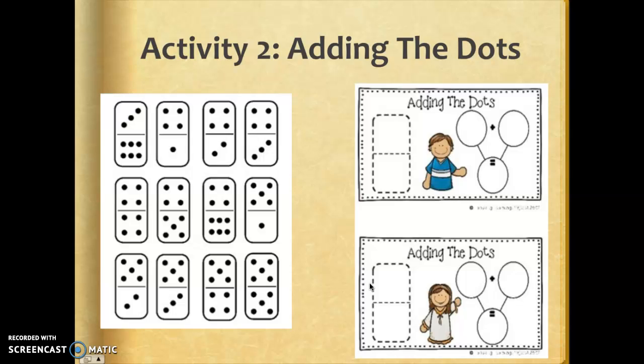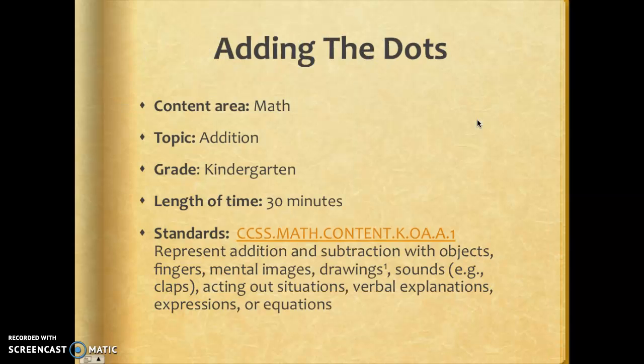Activity 2 is adding the dots, and here is an example of it. Content area is math, topic addition, grade kindergarten, length of time 30 minutes. It also represents addition and subtraction with objects, fingers, mental images, drawing, sounds, acting out situations, verbal explanations, expressions, or equations.